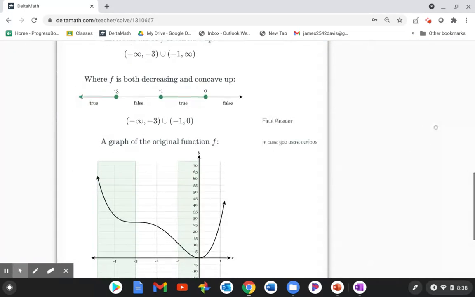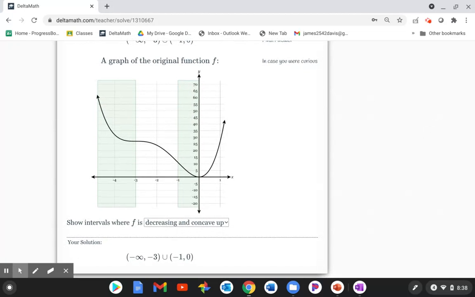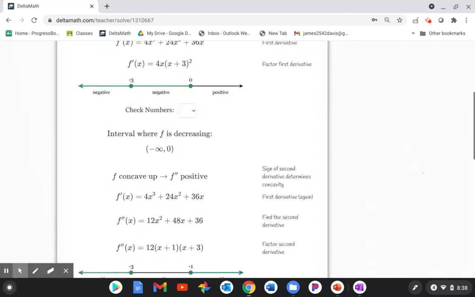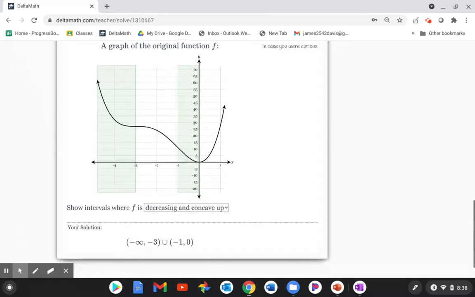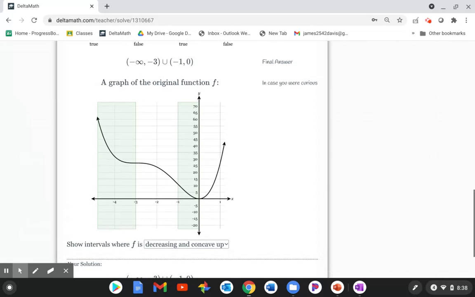So I know there's a lot going on in that problem. You can see they actually drew a little sketch of the function here. This is a lot of work, and I realize that it might take you a while, but this is something you really got to know how to do. So do your best there.